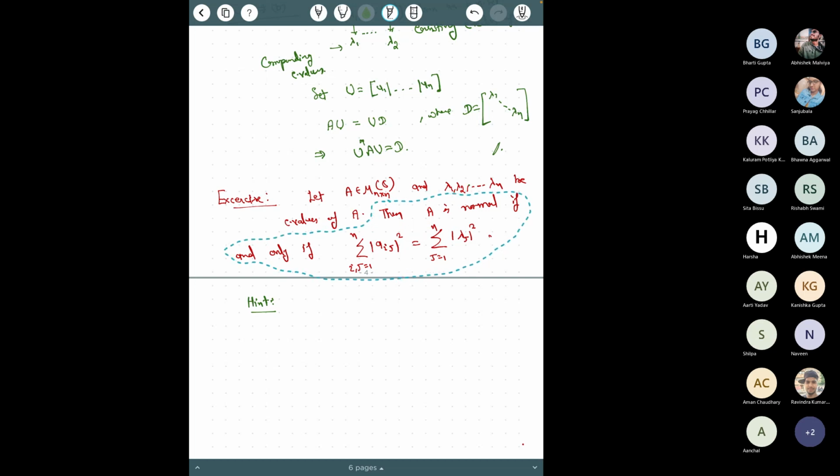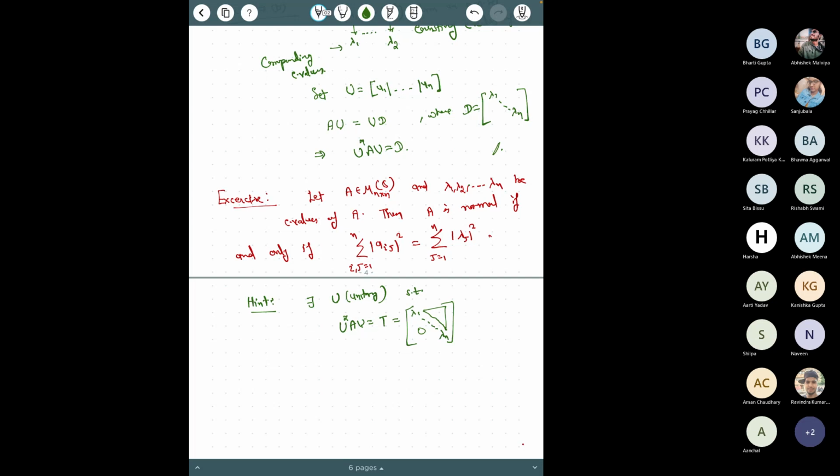But what we can say for a given matrix: if A is an n cross n complex matrix, then by Schur's lemma there exists a unitary matrix U such that U star AU is upper triangular. So that means this T, where you can assume that lambda 1 to lambda n are on the diagonal of T. So this T is of this form.